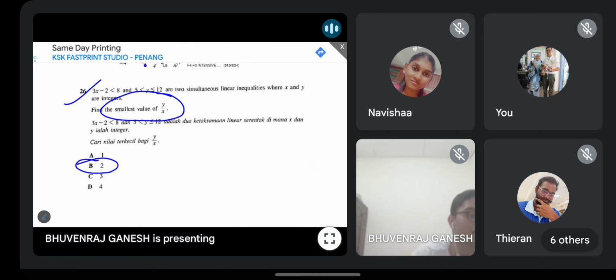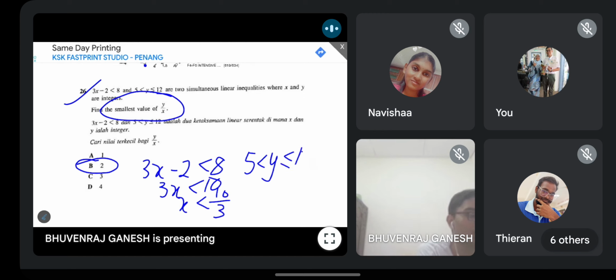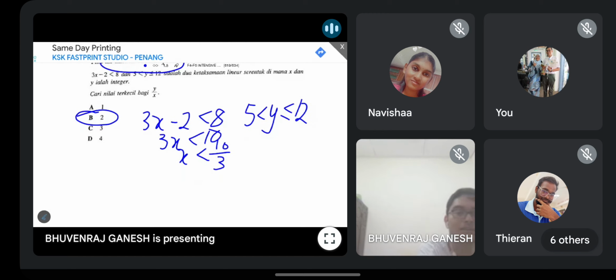Okay, so this one you must solve as normal lah. You will get x less than 10 over 3. And then they tell you that 5 is less than y is less than or equal to 12. Now they ask you the smallest value of y over x. So guys, how to decide your value of y and x to count this? They want the smallest, you know.